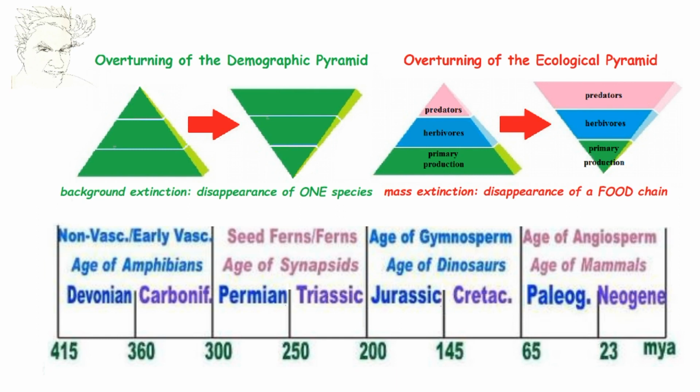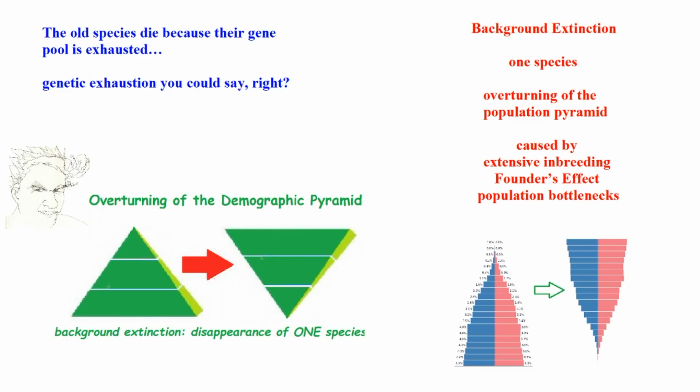And why do I bring this up? Well, someone made a comment, and he said the following. He said, those species die because their gene pool is exhausted. Genetic exhaustion, you could say, right? Well, yes and no, it's not complete. Yeah, that is one of the elements, okay?